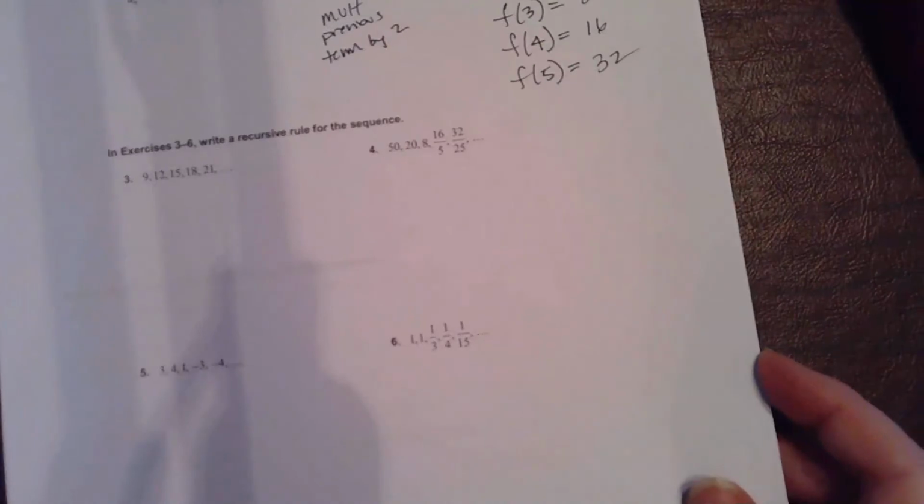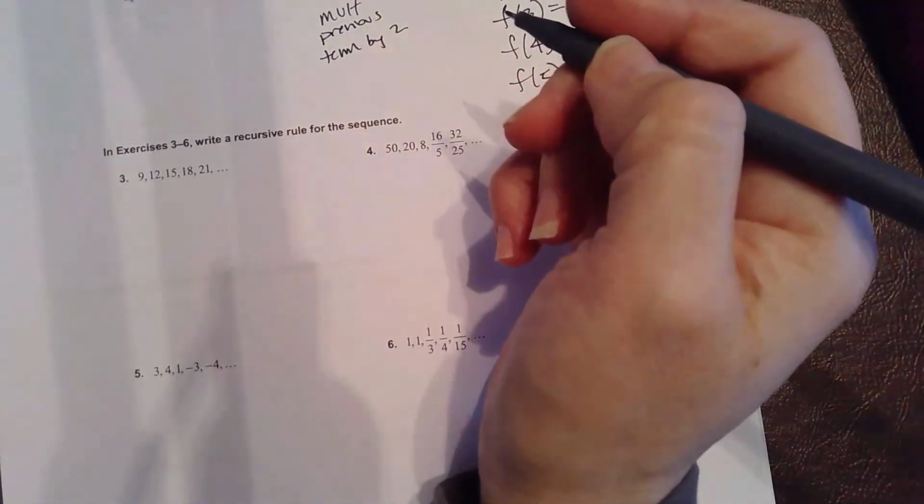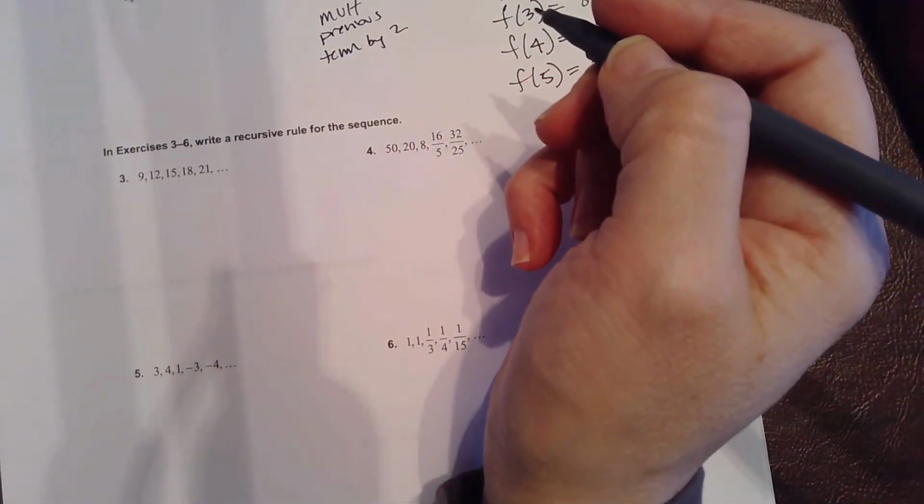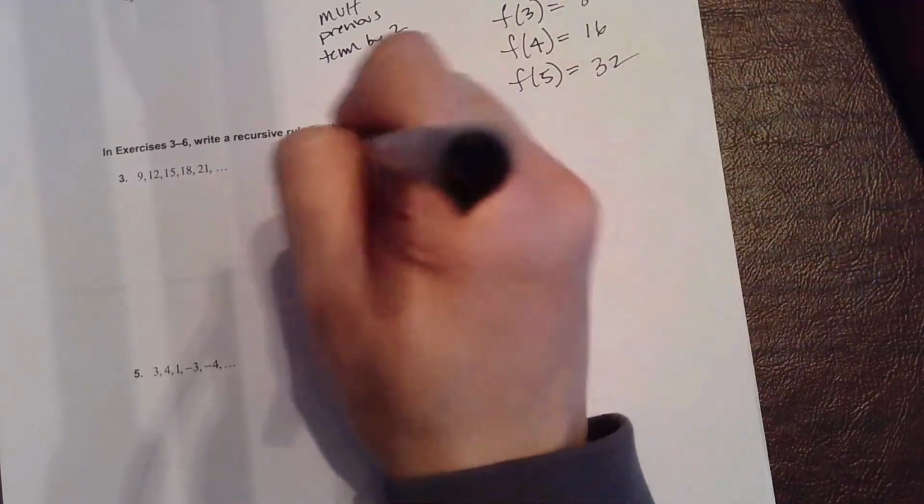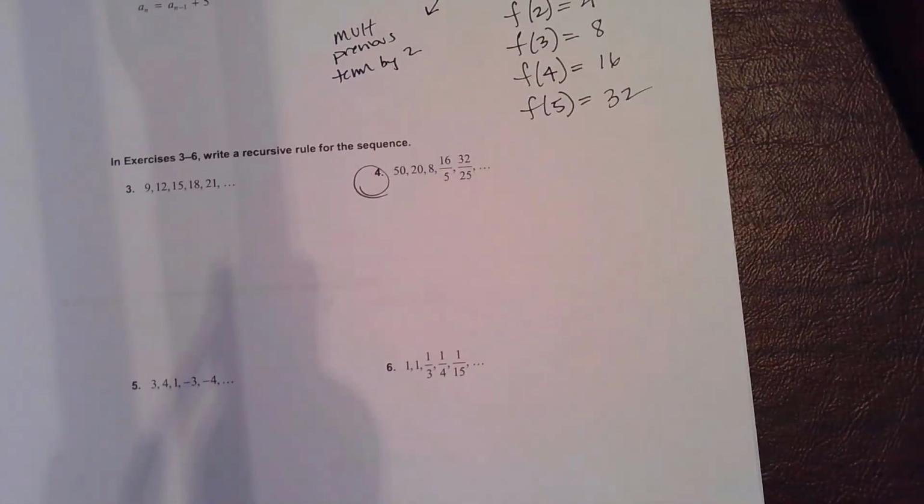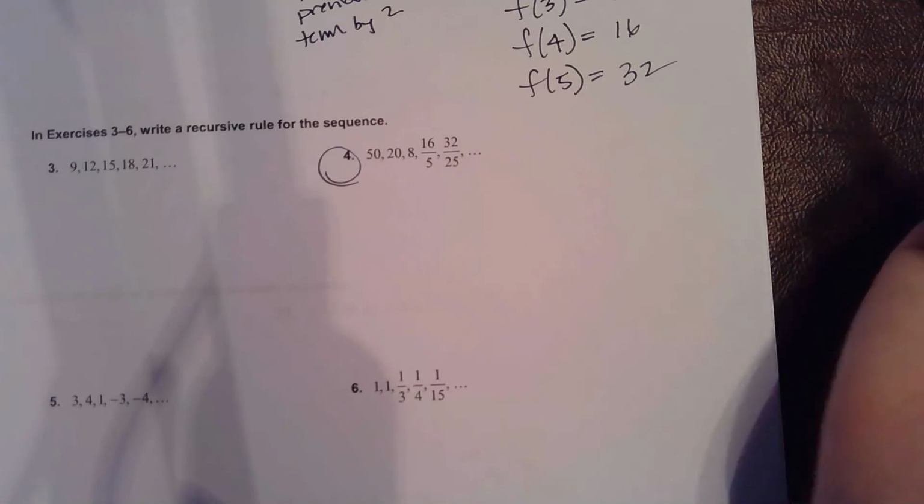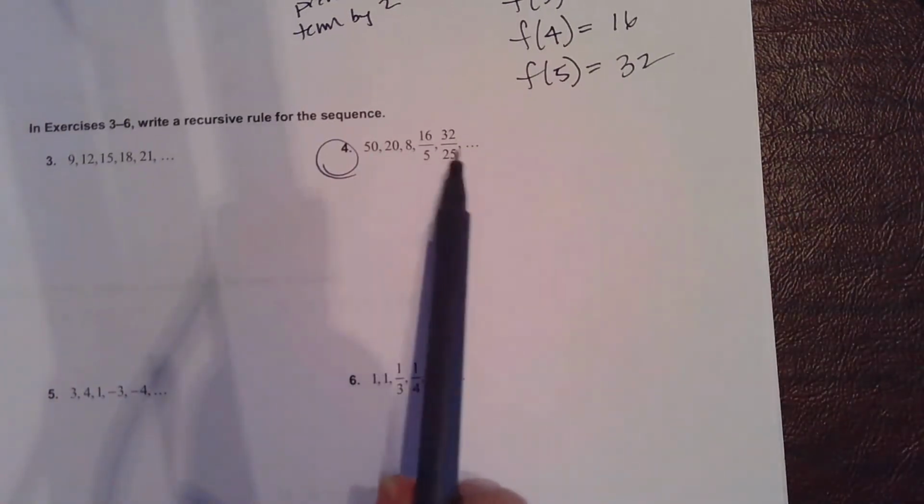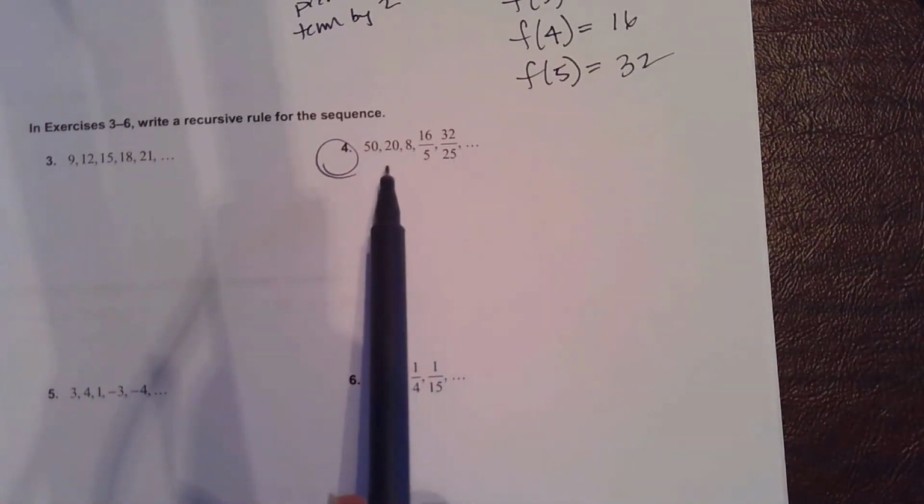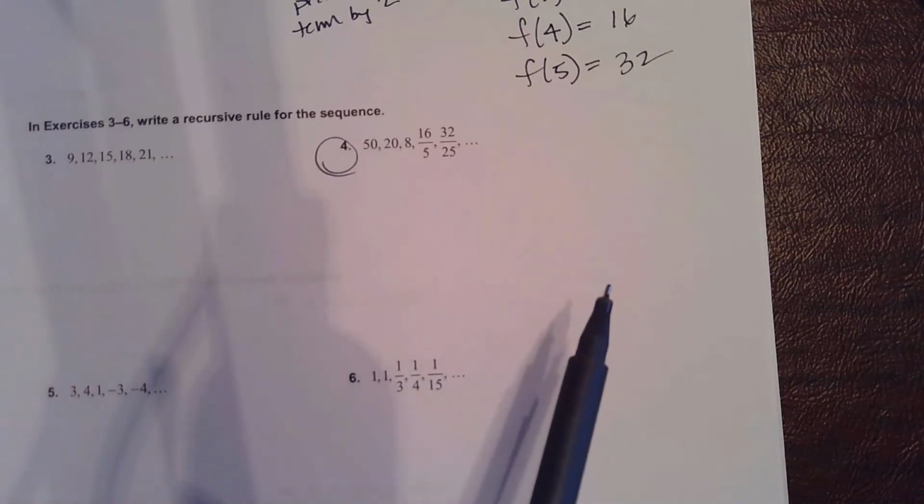Let's do a couple more. Let's try number 4. This one is asking you to write a recursive rule. We did one of these on the last page, so let's look at one that's a little bit different. You want to determine if it's geometric, arithmetic, or neither.